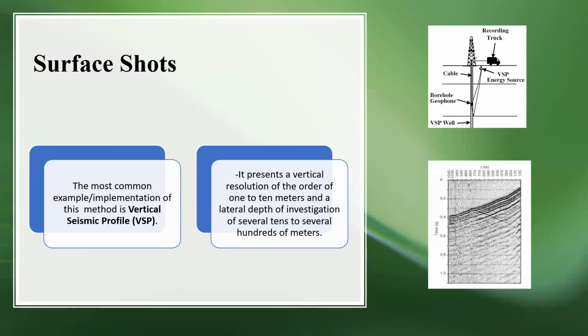VSP presents a vertical resolution of the order of 1 to 10 meters and a lateral depth of investigation of several tens to several hundreds of meters. In other words, VSP has much higher horizontal and vertical resolution as compared to surface seismic methods. The upper figure on the right hand side is a typical or standard VSP configuration. The source is located almost vertical to the receivers.